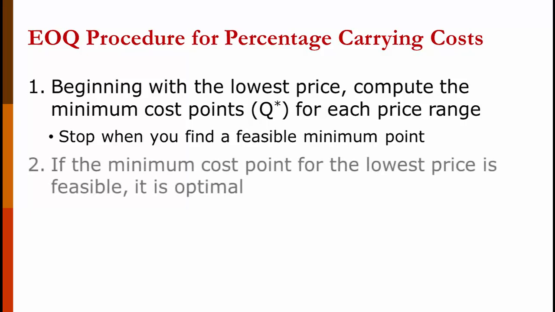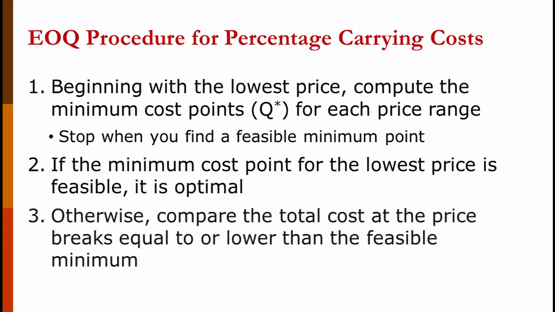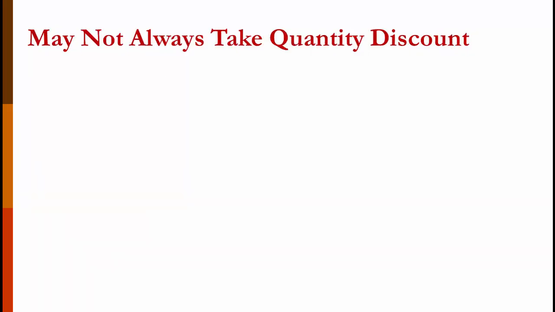2. If the minimum cost point for the lowest price is feasible, then it's optimal and you can stop. 3. Otherwise, compare the total cost at the price break equal to or lower than the feasible minimum. In other words, check the one where it's feasible and all the price breaks that are less expensive. You want to pick the one that has the lowest total cost, and remember we've got to include annual demand and price in our calculations. You may not always take the quantity discount even if it saves you money.